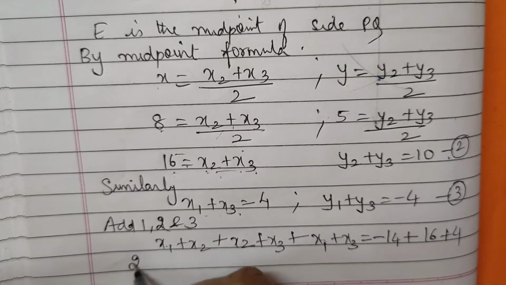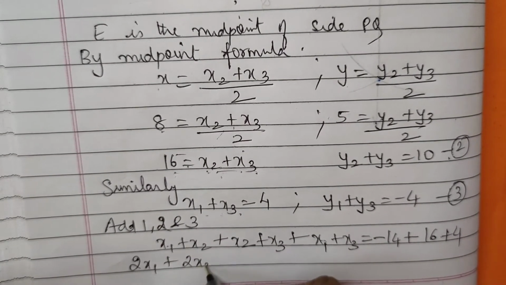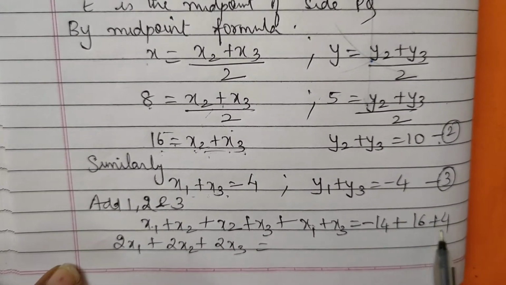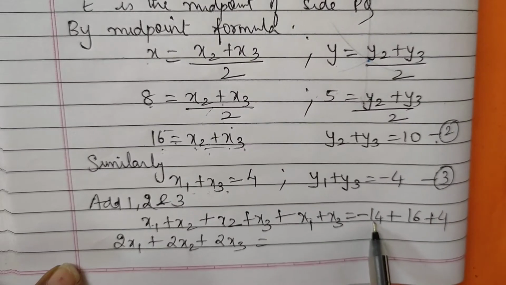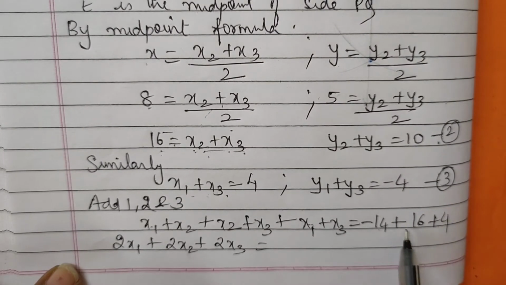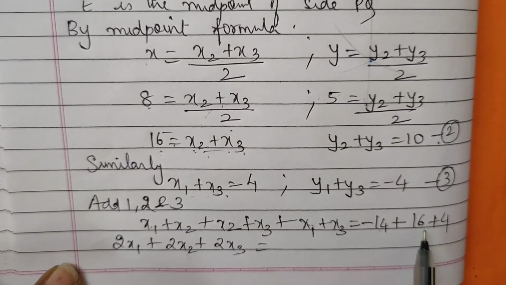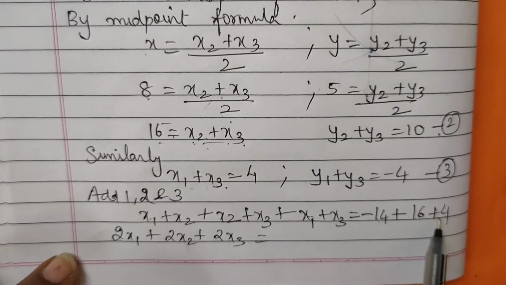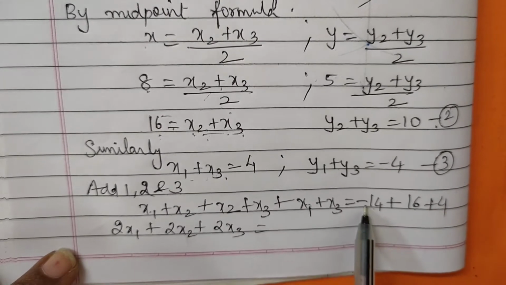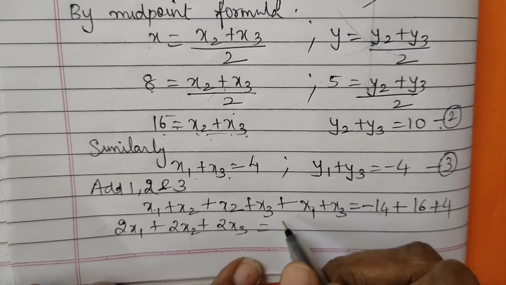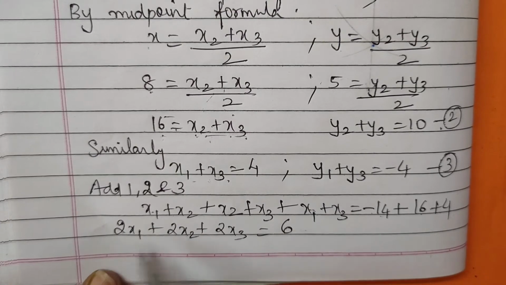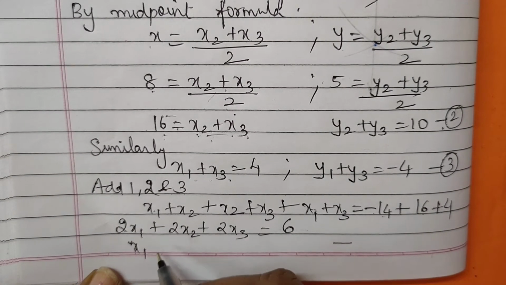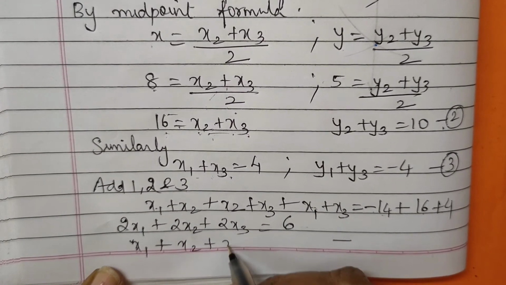2 times. So 2x1, 2x2 and 2x3 equal to 16 plus... minus 14 minus 4 is... 10 minus 10 plus 16 is 6. You can do it in your own method. First add these two, 16 plus 4 is 20. 20 minus 14 is 6. So you have got 6 here. Divide 2 throughout the equation, so it becomes x1 plus x2 plus x3 equal to 3.